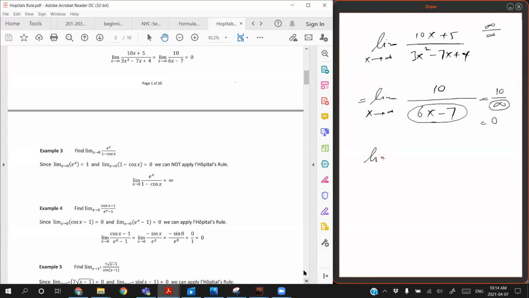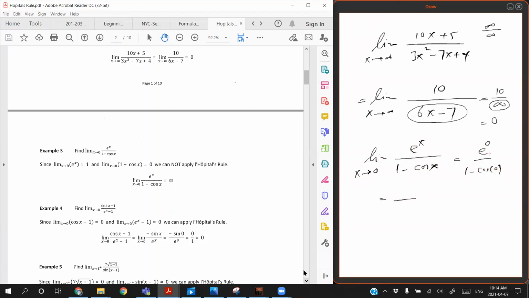And then we have the limit of e to the x over 1 minus cosine of x. So this example is there to tell you that you shouldn't just jump into the conclusion that you can use L'Hopital's rule without direct substitution. Because when I plug in 0 into this, I don't get 0 over 0 or infinity over infinity. What I get is, if I plug in 0 here, I get e to the power of 0 over 1 minus cosine of 0.